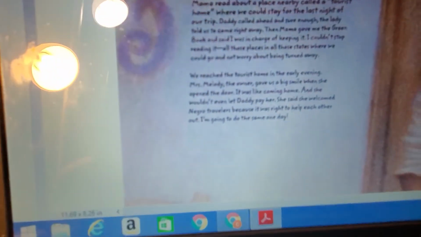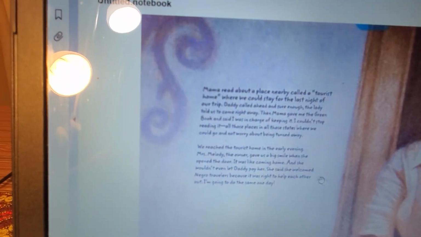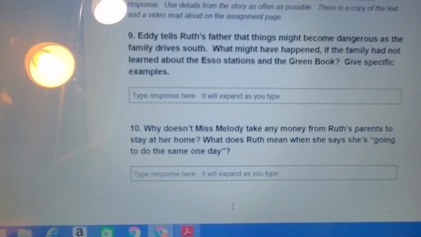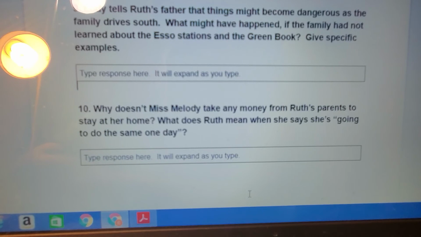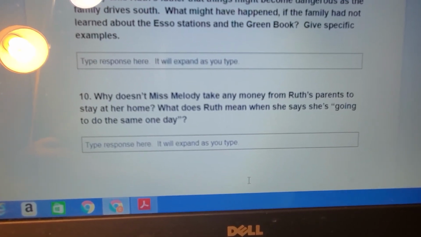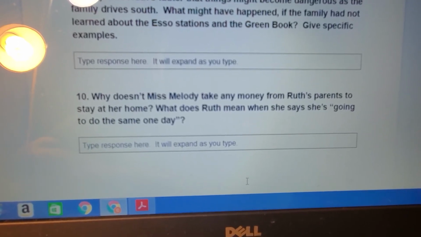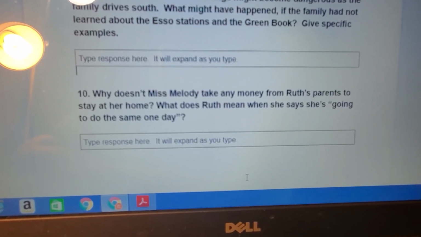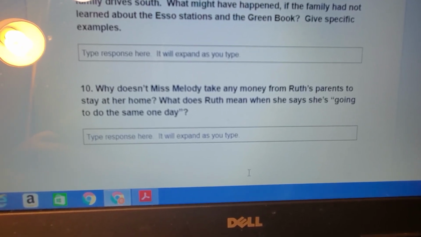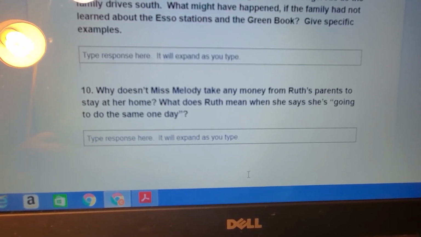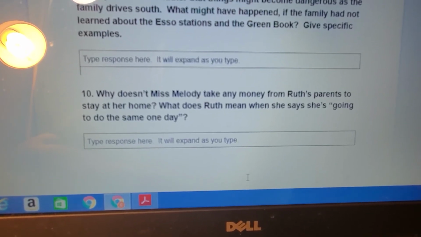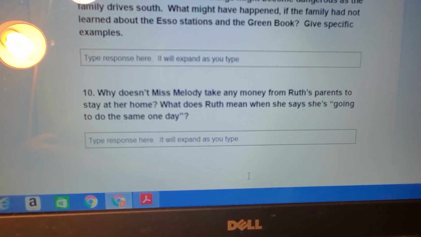Ruth is telling this story. This entire story is told from her perspective. Okay, remember that. She's telling the story. So, why doesn't Miss Melody take any money from Ruth's parents to stay at her home? Well, you got some clues there. They did kind of hint as to why, but I want you to go beyond that. Think about what kind of person Miss Melody is. Think about what she said about welcoming black African American travelers.